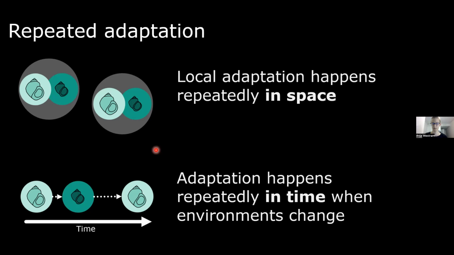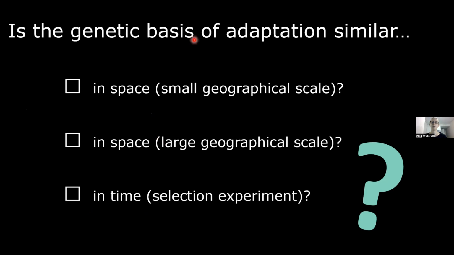And this is what the rest of my talk will be about. So I'm asking, is the genetic basis of adaptation similar if we look at different geographical scales? So we look at adaptation at different points in space. But I will also, in the end, look at a selection experiment that we did where we followed adaptation in real time. So we can ask, is the genetic basis of adaptation similar if we look at another instance of adaptation in time?